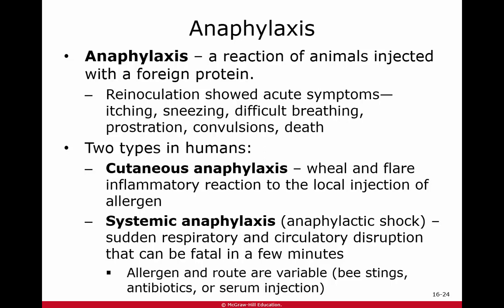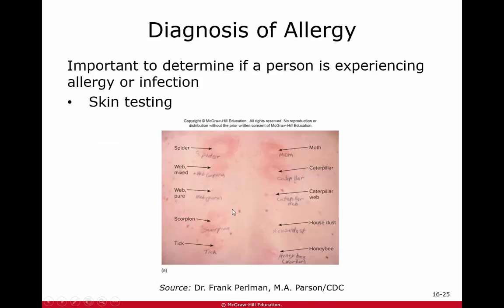So two types of anaphylaxis that we see in humans. We see cutaneous anaphylaxis and we see systemic anaphylaxis. And so the cutaneous, obviously the skin form of this, is where you see the wheal and the flare, an inflammatory reaction to a local injection of the allergen. And this is actually what you check for with the skin test. So this is that wheal and flare that you see.